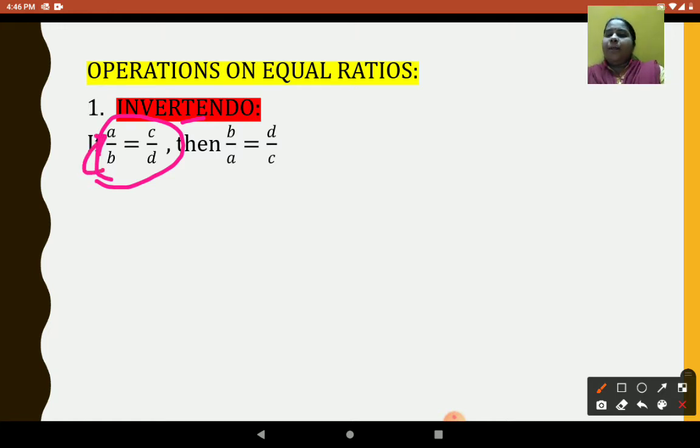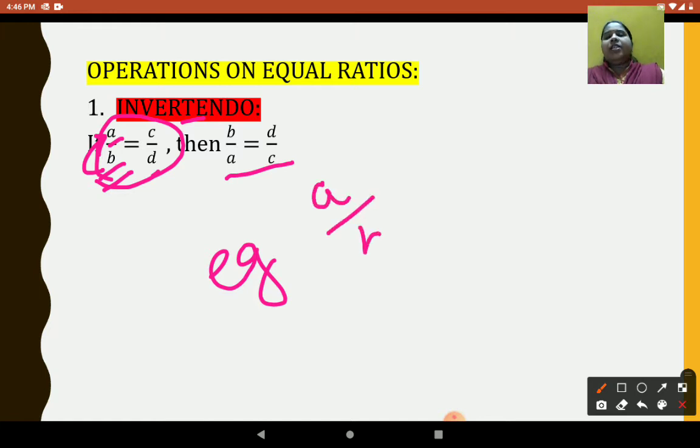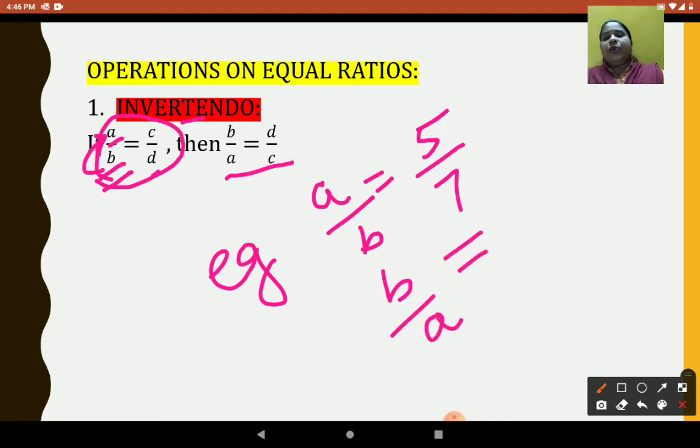So this will be by invertendo. What I have to do, whatever is there in the denominator will go up in the numerator. Same way here also. So it will become B upon A is equal to D upon C. I hope this is understood. See an example here. Suppose I have A upon B is equal to 5 upon 7. These are equal ratios. If I want to use invertendo, what should I write? This will become B upon A. Same way to the right hand side also. Denominator will go up in the numerator. Numerator will come down in the denominator. So it's B upon A is equal to 7 upon 5.